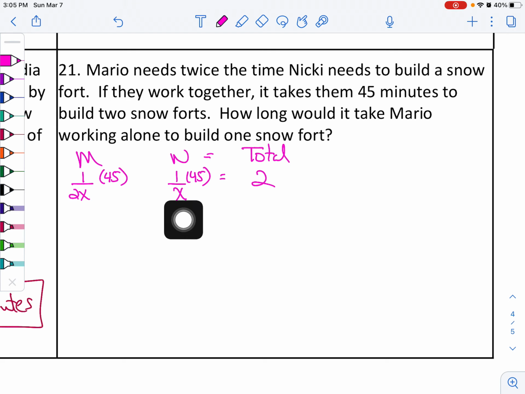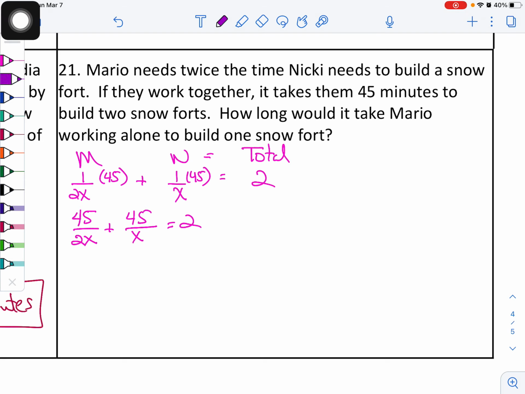But I know Mario needs twice that time. So Mario is going to build 1 snow fort in 2x. Whatever amount of time Nikki needs, Mario needs twice as much. So x for Nikki, 2x for Mario. So if I add those together, let's clean this up. So we've got 45 over 2x plus 45 over x is equal to 2.